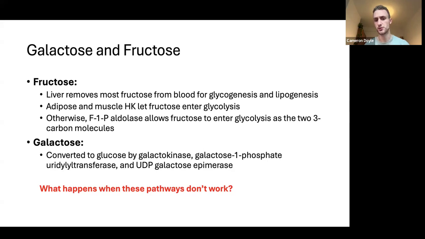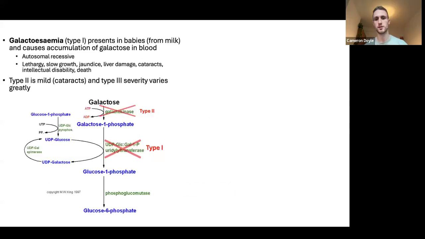Galactose, on the other hand, is converted to glucose before it enters. And then there's a bit here. What if these pathways don't work? Well, this links quite nicely to some pathophysiology. So you can get two conditions. You can get galactosemia, where you have a mutation in these enzymes.